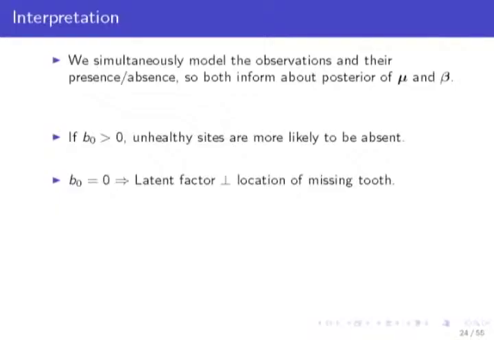And a0 and b0 are the latent processes relating to the tooth absence indicator. How do you interpret them? We simultaneously model the observations and their presence-absence, and so we believe that both inform about the posteriors of mu and beta, which we want to derive. If b0 is more than 0, then the unhealthy sites are more likely to be absent. This is what we want to figure out by factoring it into the model. If b0 is 0, which means the latent factor is independent of the location of the missing tooth, then you can think of an MCAR model if you think about the missingness structure.